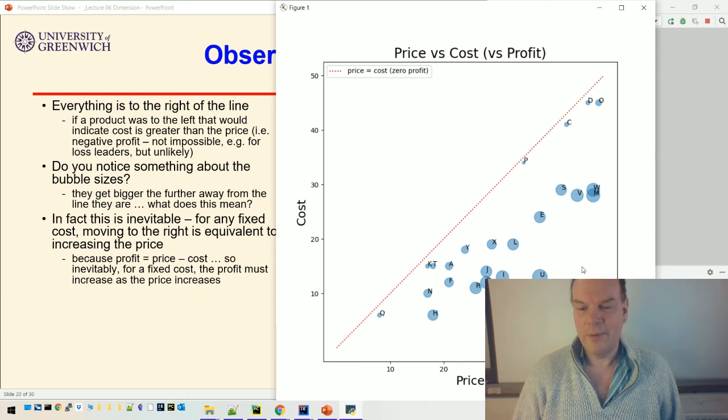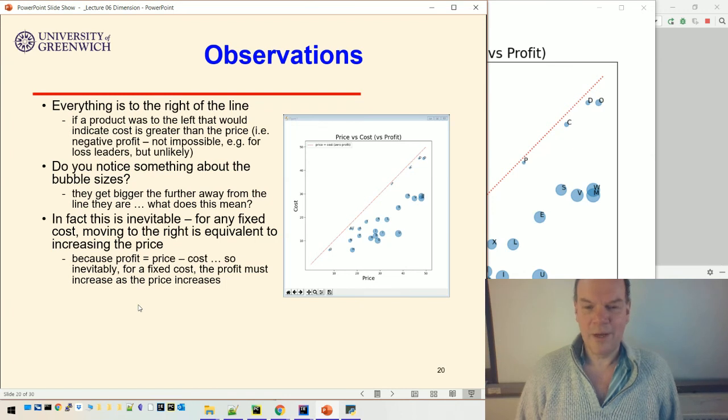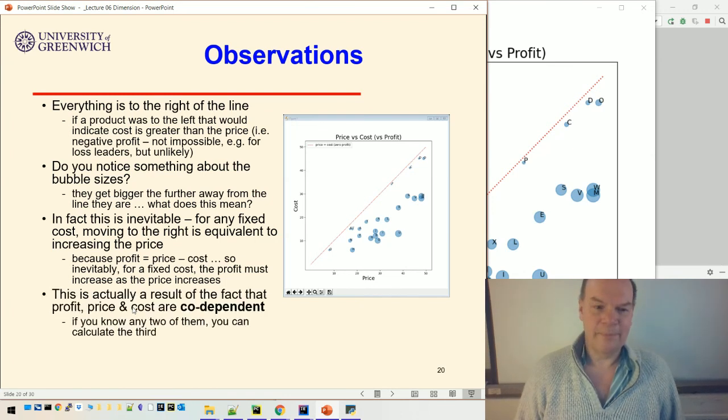As I move further and further away, the profit gets higher, because the price that the customer pays minus the cost is the profit, so the profit goes up. And so therefore, you would expect, as you go further and further away along a horizontal line from the red line, the profit would go up, and so the bubbles would get bigger, because the bubbles are showing us the profit. So actually, although there's a pattern there, it's not telling us anything that we couldn't have figured out already.